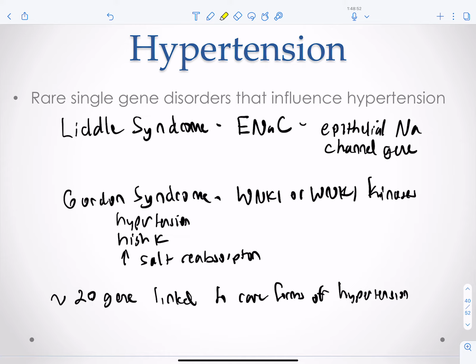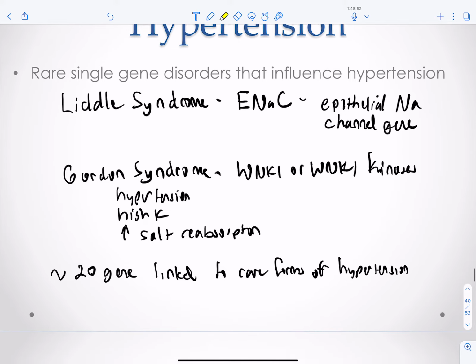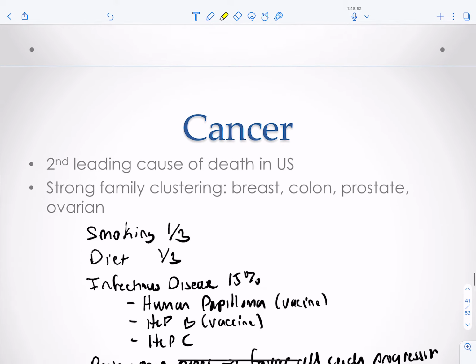So for hypertension, there are some single gene disorders that are very rare. There's Liddle syndrome, and this is a sodium channel gene that is affected. We have Gordon syndrome, and this is going to be kinases that are going to lead to higher potassium and an increase of salt reabsorption. And there are thought to be somewhere up to about 20 genes linked to these rare single gene disorders. So again, these are rare, meaning that the more common is going to be the familial with the environmental risk.